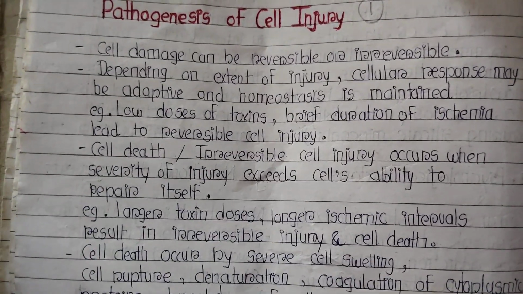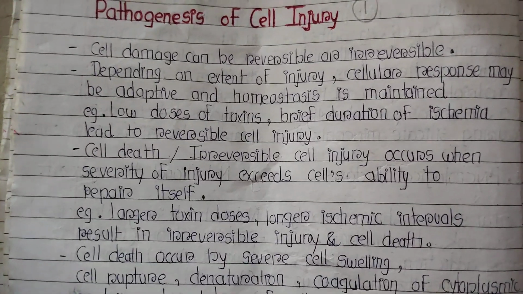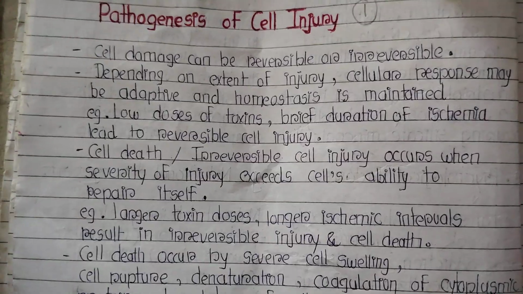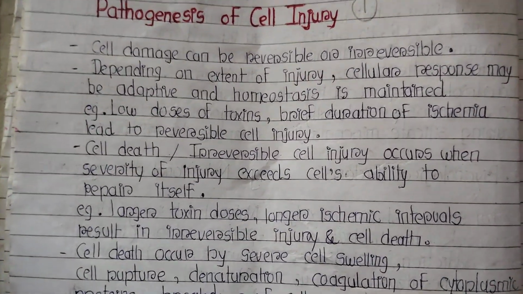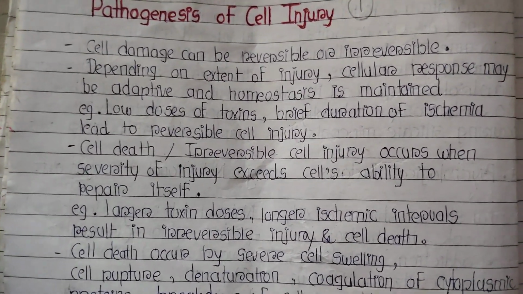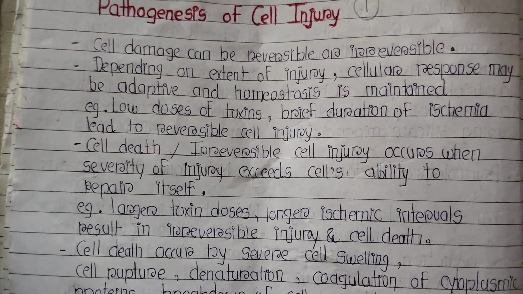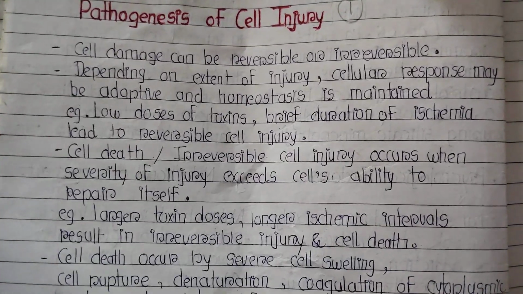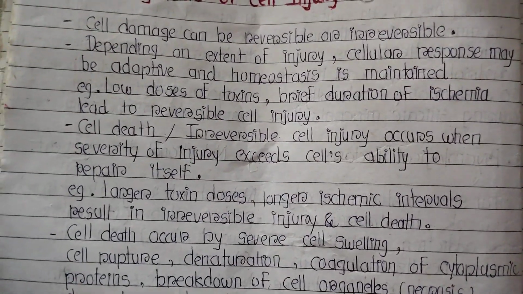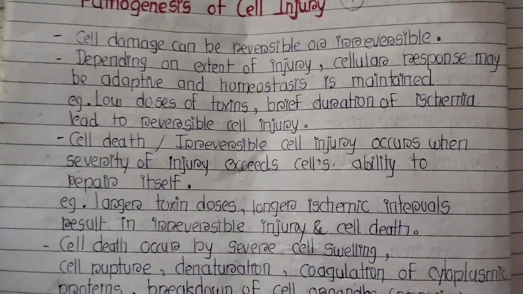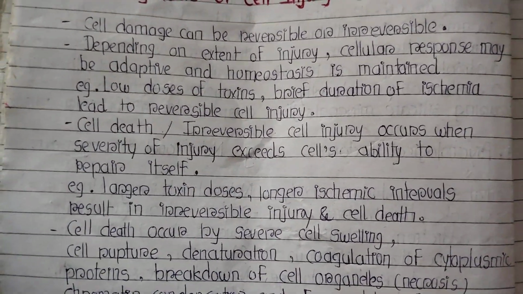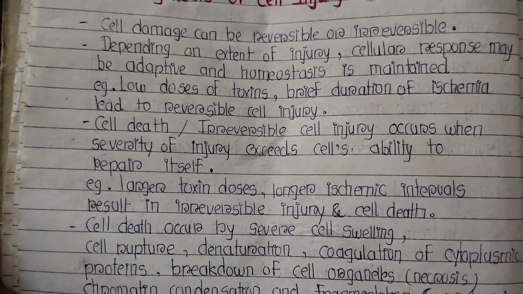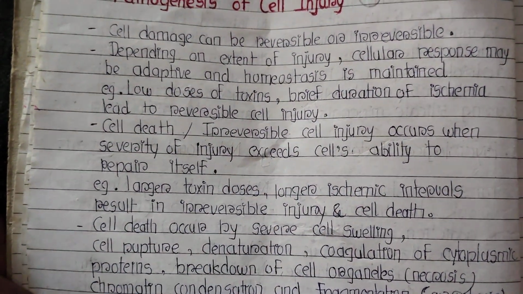So it depends on the extent of injury. Then it refers to how much damage the external stimuli has created on the cell. Then the cellular response, which may be adaptive. If it is adaptive, then it leads to homeostasis, meaning equilibrium is maintained and the cell gets back to its normal position. So it is called reversible cell damage, as homeostasis and equilibrium is maintained.